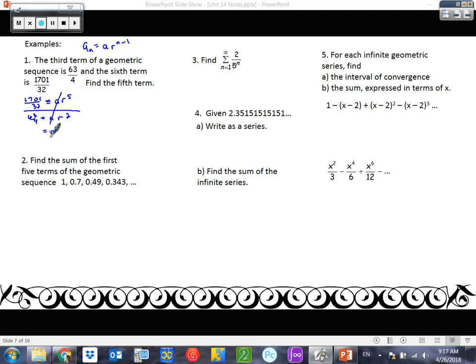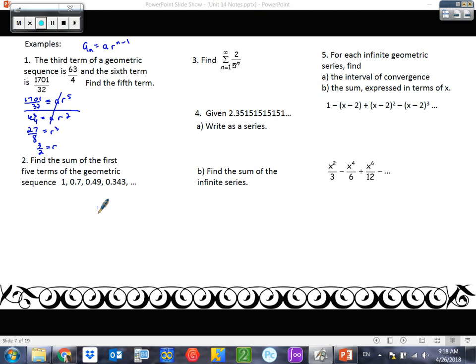And then you're going to have a calculator. I'm not expecting you to be able to divide those fractions, so you would use a calculator. When we divide those fractions, we get 27/8. So now I can solve for R by cube rooting both sides. The cube root of 27 is 3 and the cube root of 8 is 2, so R is actually 3/2. So that's one of my unknowns.